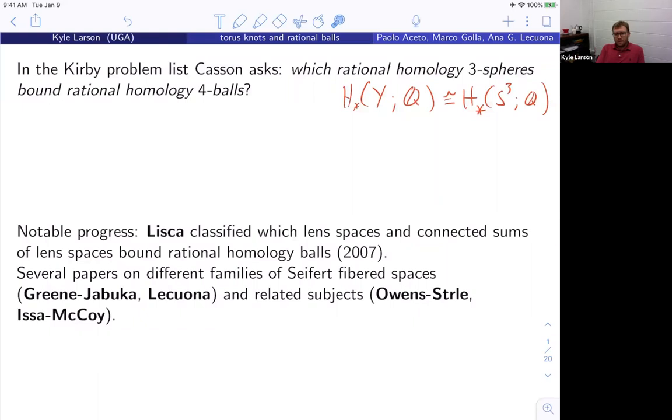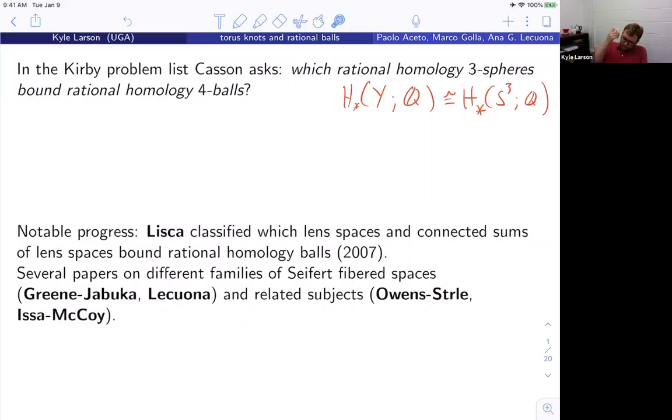But we get a variety of interesting questions if we put some restrictions on properties of those four manifolds. And this is one way to do that. We can ask which of these three manifolds with simple homology bound the simplest possible four manifolds, homologically speaking. And it turns out not all of them do. It is an interesting question.